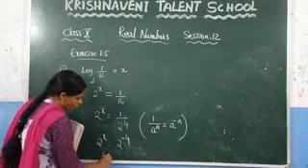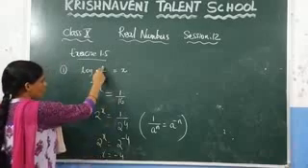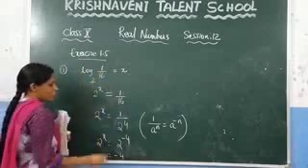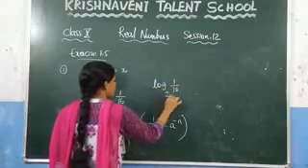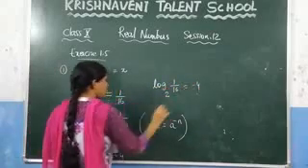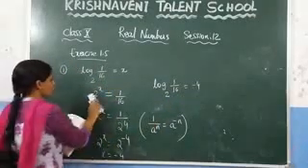So what is the value of x? Which is minus 4. But what is x? Which is nothing but log 1 by 16 to the base 2. So what is the answer for log 1 by 16 to the base 2, which is nothing but minus 4. Like this you need to solve. Now see the next question.